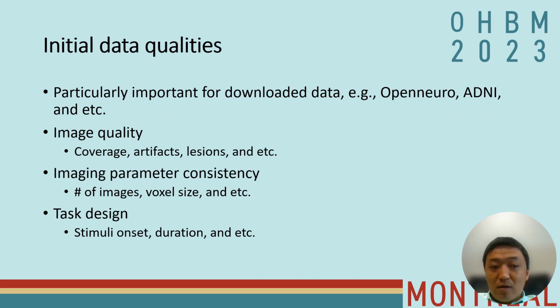For the image quality, you need to check whether the image covers the whole brain, or whether there are some artifacts or lesions in any of the individuals' brains. And also, you need to check the imaging parameters to see whether those parameters are consistent across subjects. It actually happens quite often that those imaging parameters, such as number of images, voxel size, TR, and so on, may vary greatly across different individuals.